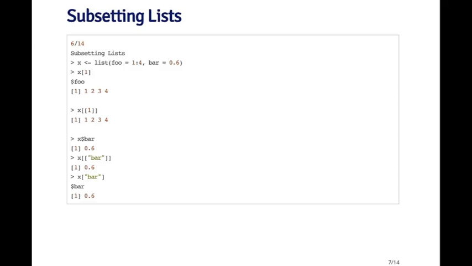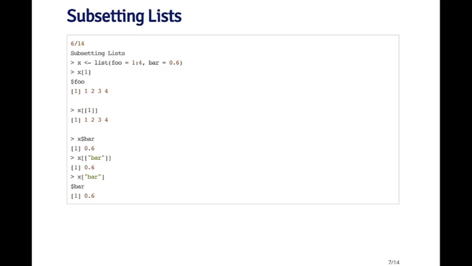In the next example here, I'm using the $, so I'm saying X $bar, and what that means is that it gives me the element that is associated with the name bar. So in that case, it's a single number 0.6. I can also use the double bracket operator and pass it a string. So X double bracket quote bar is the same as doing X $bar, and it just gives me 0.6. If I use the single bracket with the name, I can say X bracket quote bar. That gives me a list with the element bar in it. So remember, because the single bracket always returns a list if I'm going to subset a list.